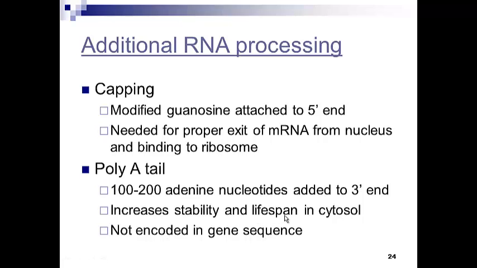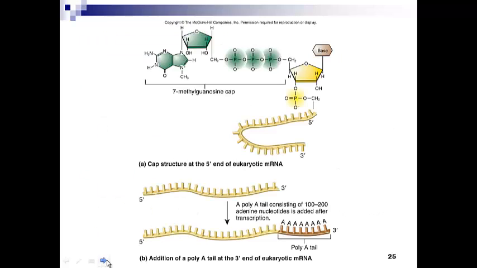As nucleases begin to chew up, they're not chewing through coding sequences, they're chewing through non-coding poly A tail, which allows us to increase the amount of time the mRNA is available for translation. And here's that picture. Here's the 7-methylguanosine cap put on the 5' end. Here's that poly A tail on the 3' end.